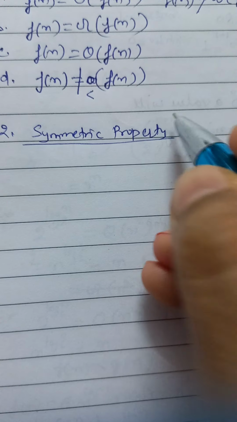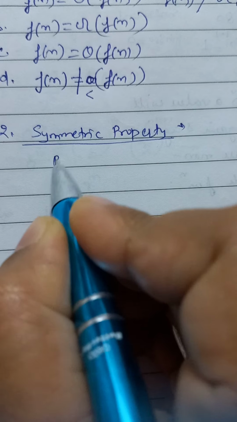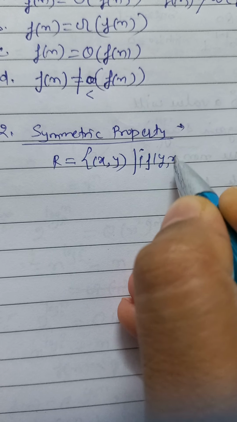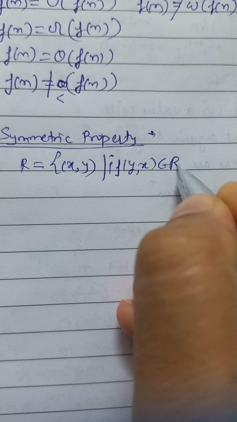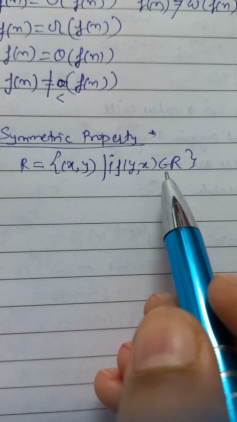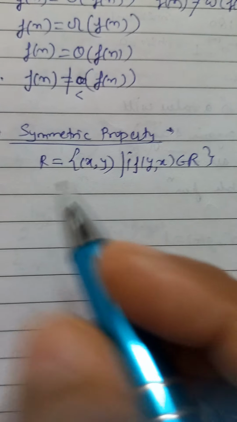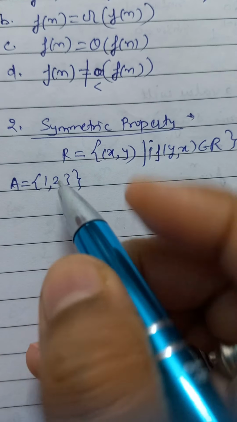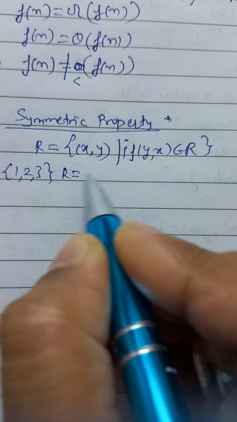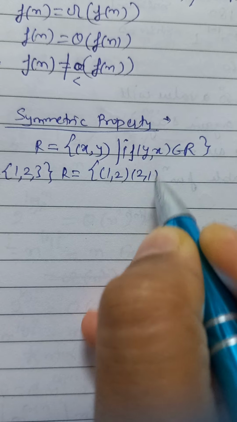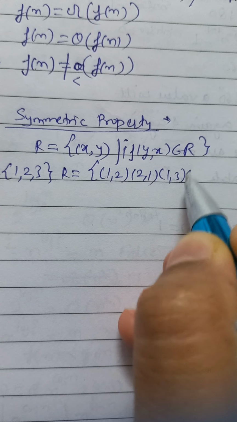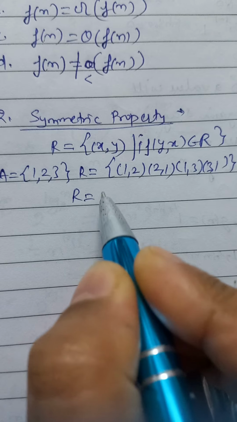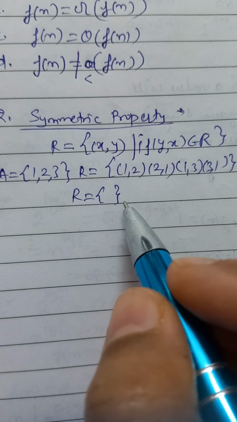Over the set A, suppose we have R equal to (x, y). If (y, x) also belongs to R, that is, both (x, y) and (y, x) belong to R, then this is called the symmetric property. Or by example, if we have a set in which we have 1, 2, 3, then R can be (1,2), (2,1), or (1,3), (3,1), or (1,2), (2,1) and (1,3), (3,1), or R is equal to the empty set also. This is also symmetric.